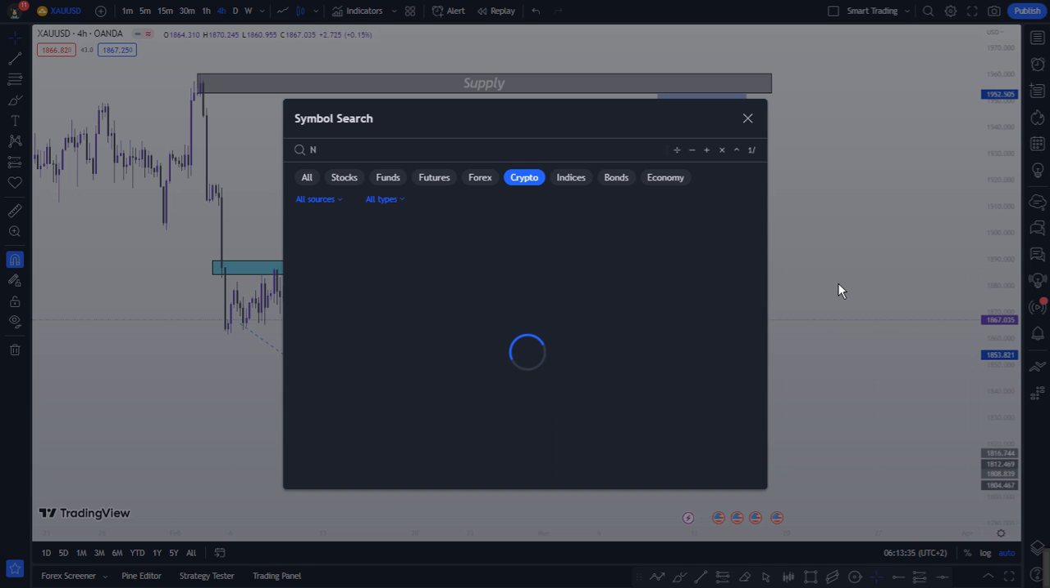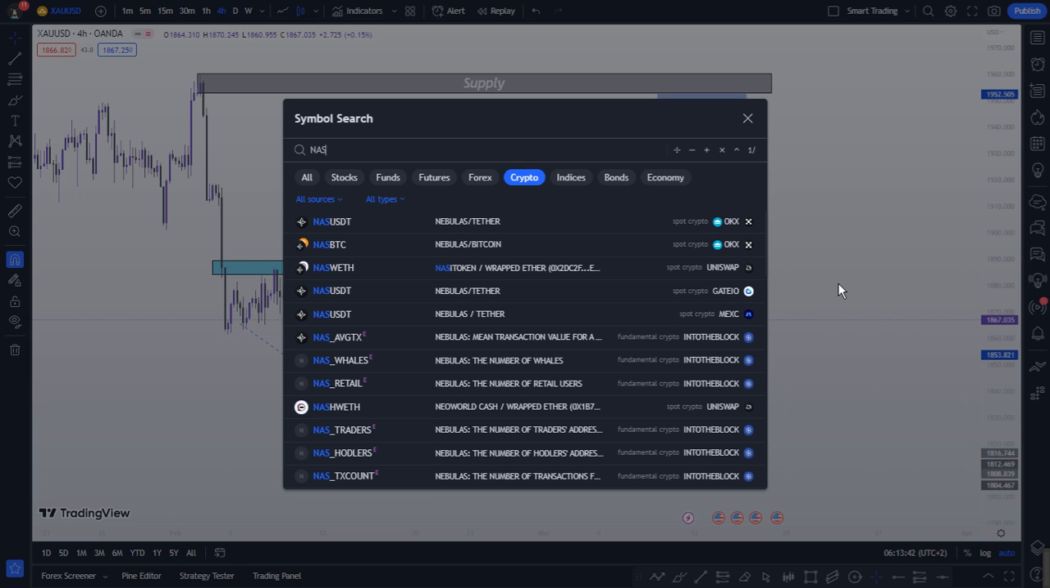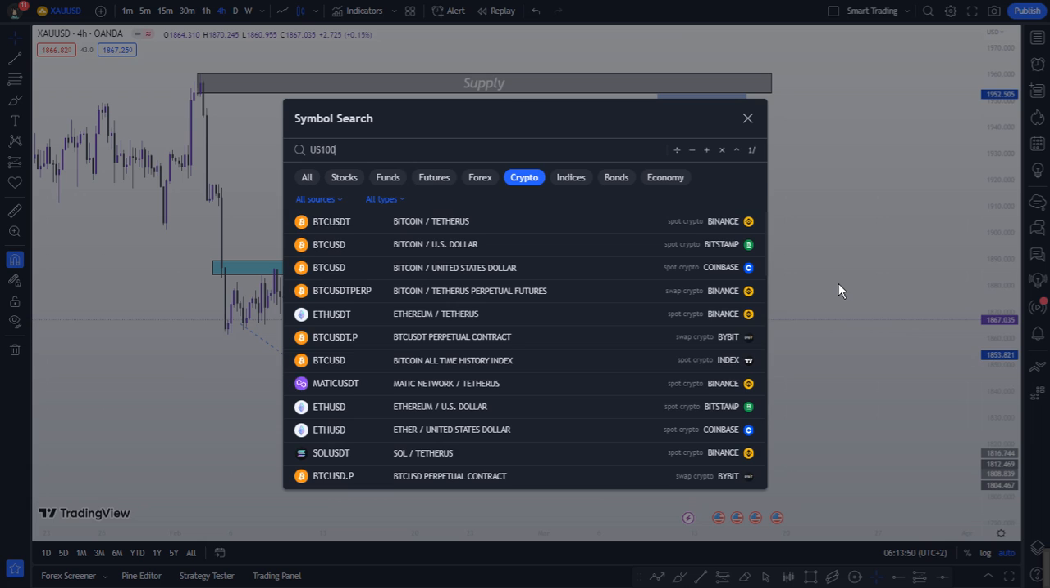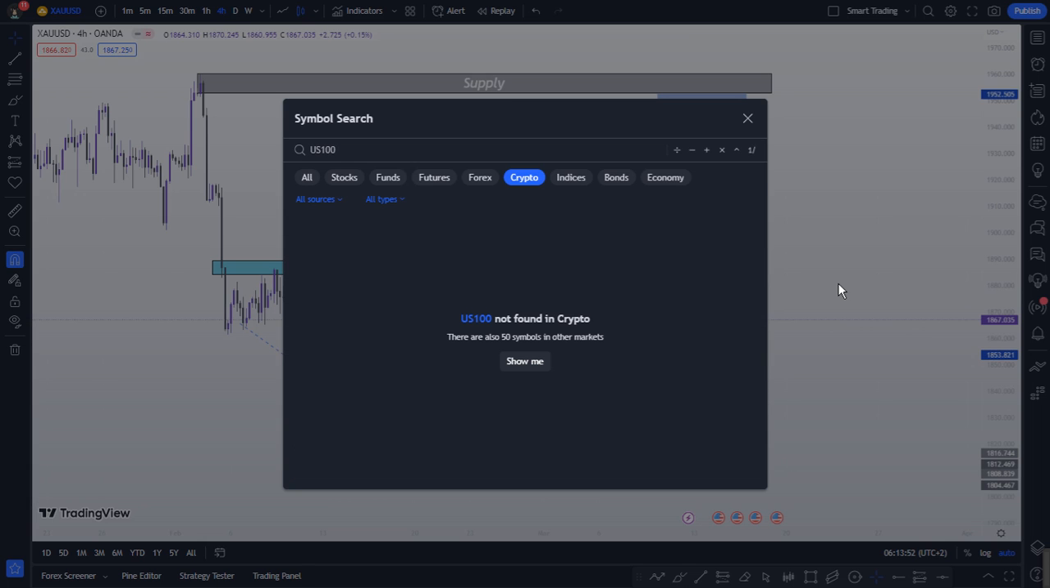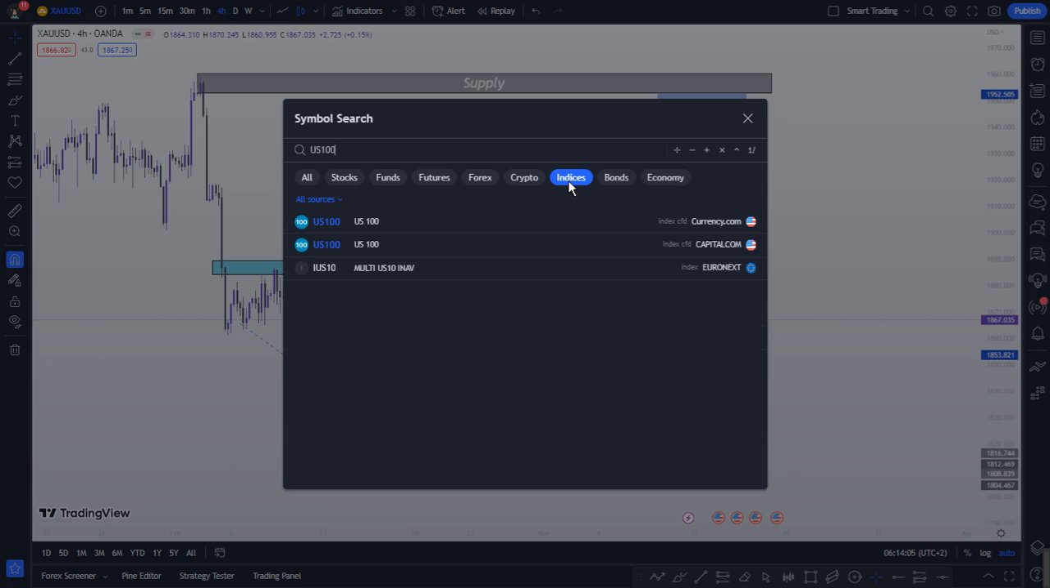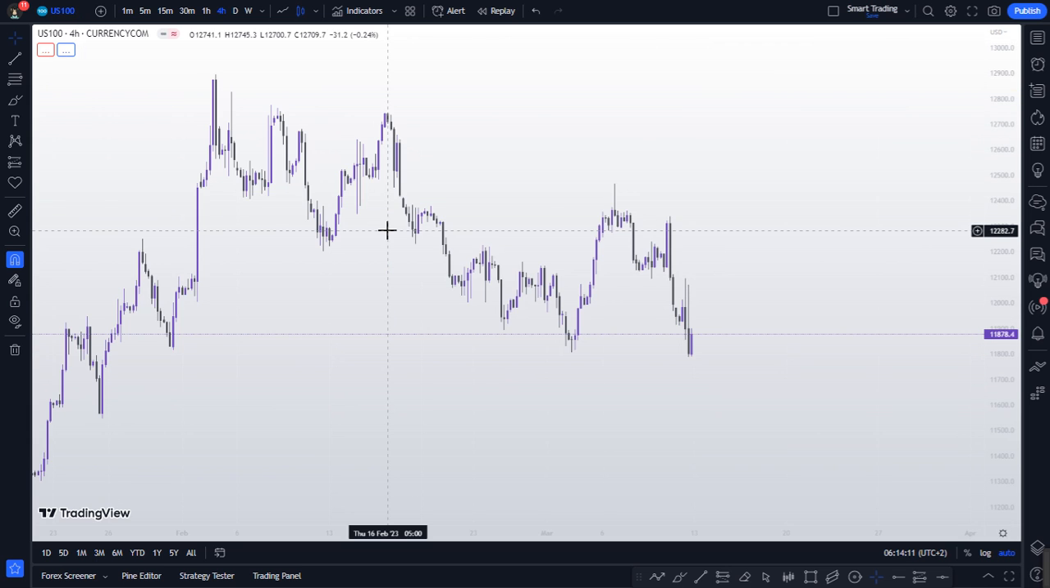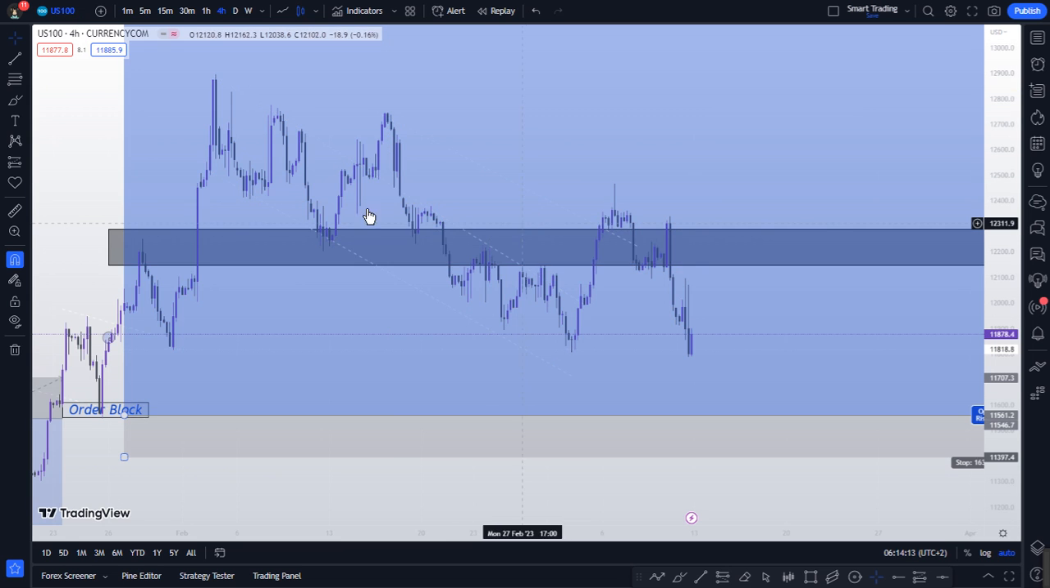So I'm just going to demonstrate the strategy right now on Nasdaq. I say Nas 100. What's up? US 100. Yeah, just going to demonstrate it on US 100. Oh, I'm on crypto. Yeah, that's why. So basically, the US 100 falls under the indices. Here it is, guys. So yeah, I have flu, guys. I'm sorry for the voice, guys.